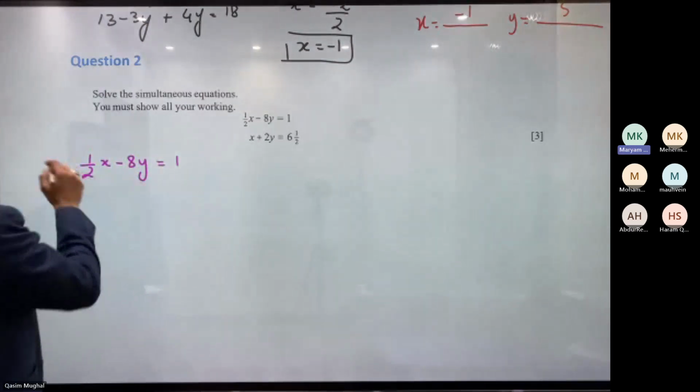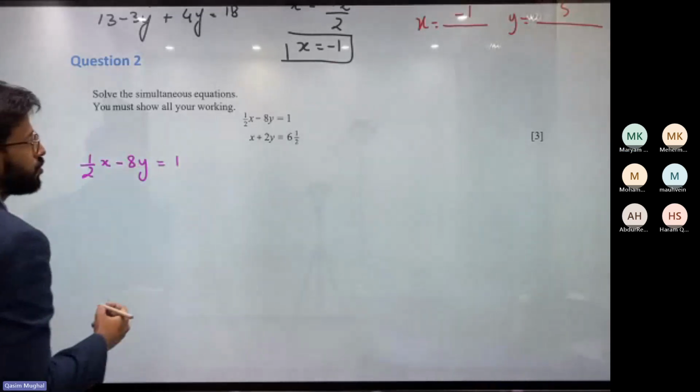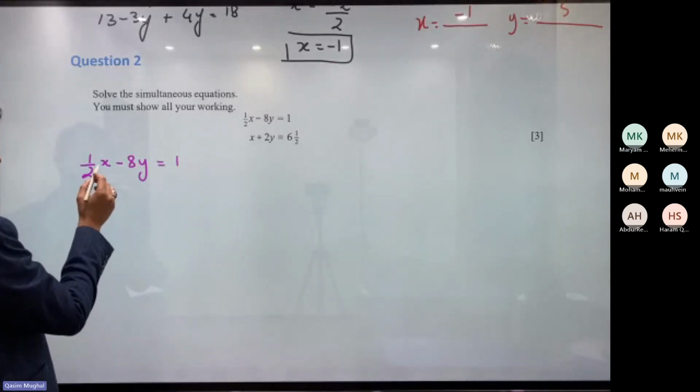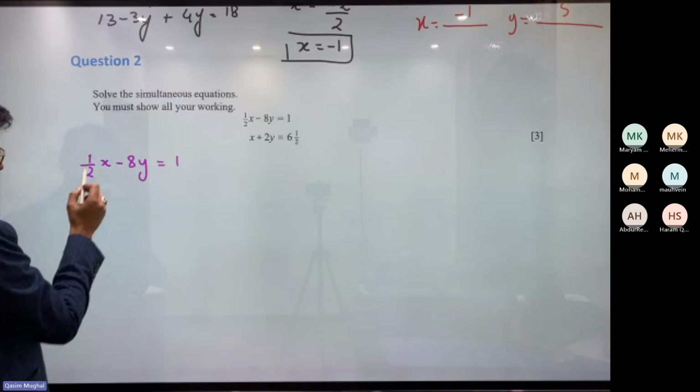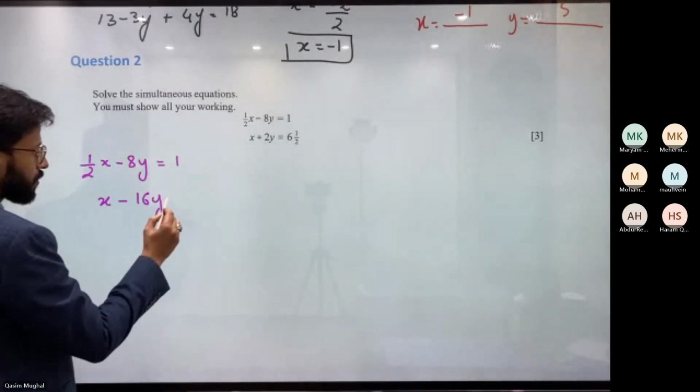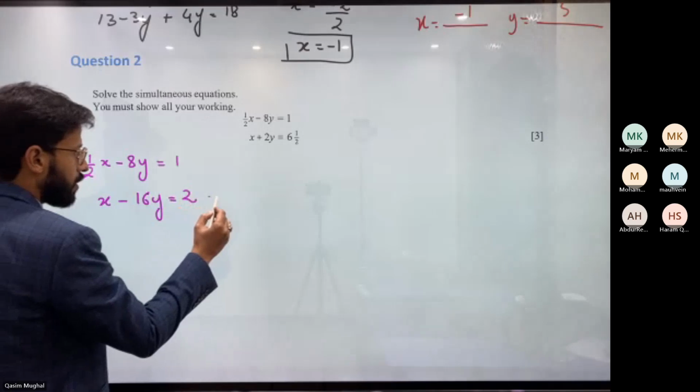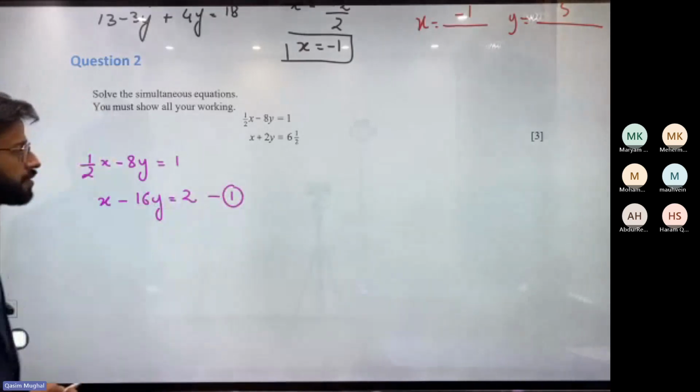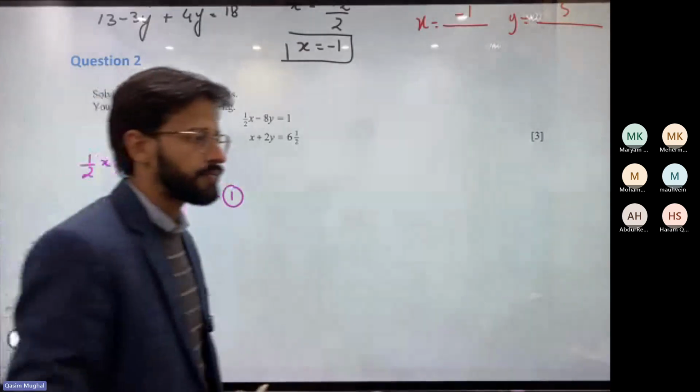2 से मल्टीप्लाई. शाबाश. पूरी इक्वेशन को 2 से मल्टीप्लाई कर दे. तो पूरी इक्वेशन को जब मैं 2 से मल्टीप्लाई करूंगा तो वो 2 और ये 2 कैंसिल, सिर्फ x बच गया. इसको इक्वेशन 1 का नाम दे दे. ठीक हो गया? यहां तक क्लियर है?